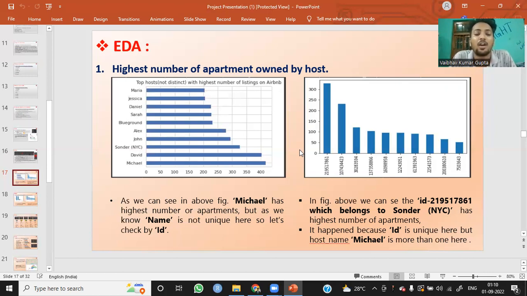So we can easily interpret that the name Michael is common, and there can be multiple hosts named Michael. Similarly for the rest. That is why it is best to answer with the host ID, which cannot be common. When I checked whose ID 219517861 it was, it was Sonder NYC, which has the highest number of apartments.